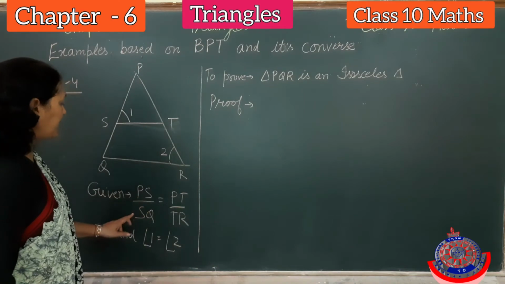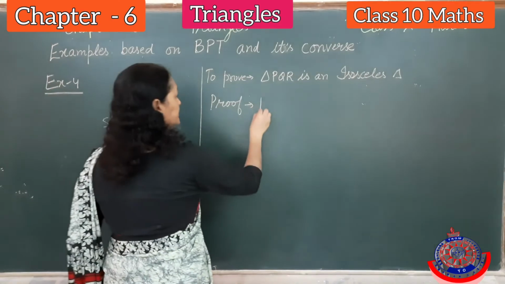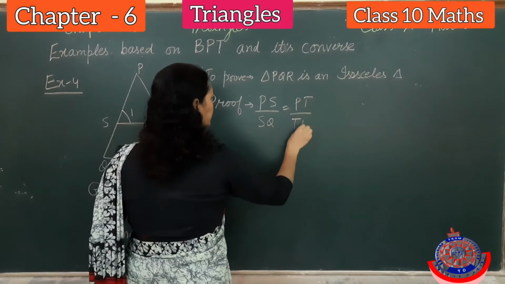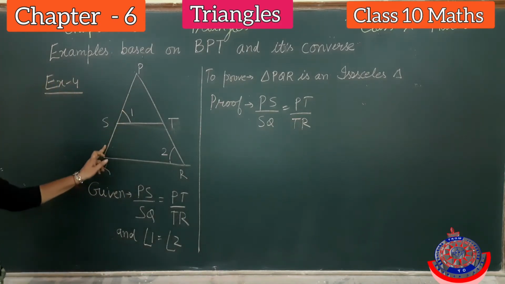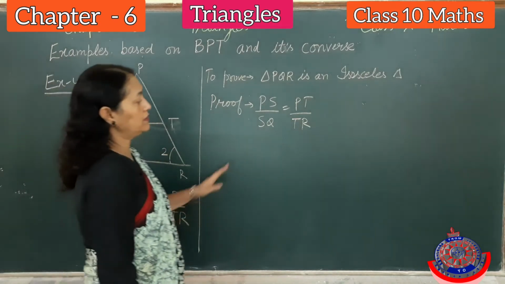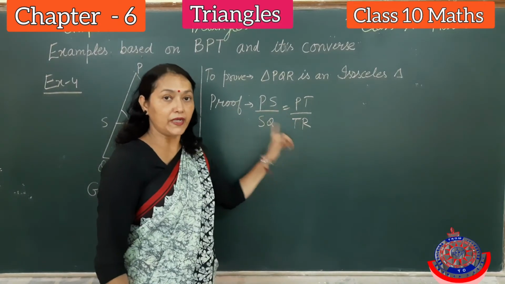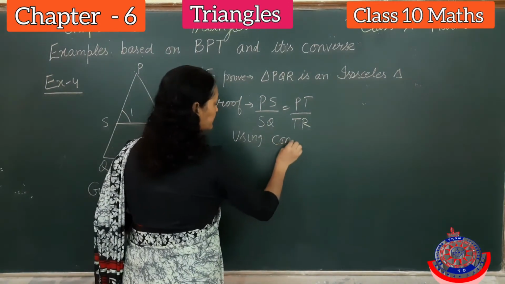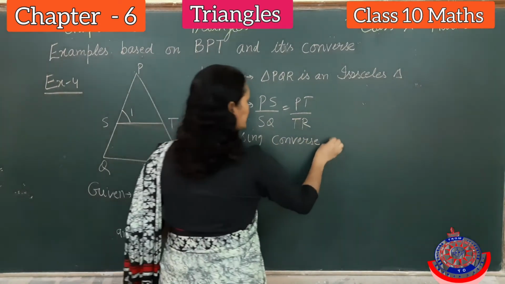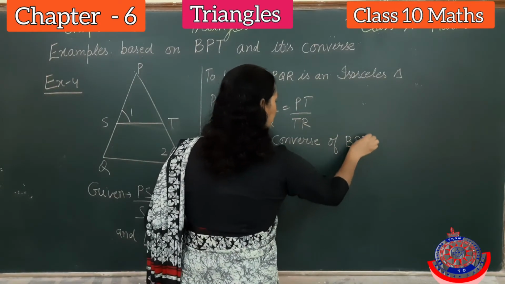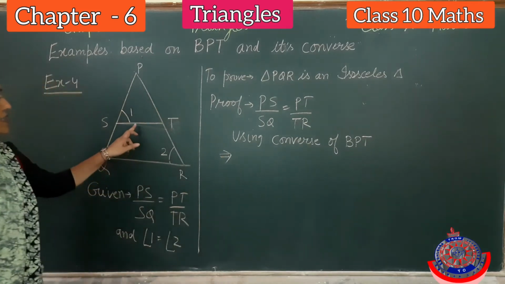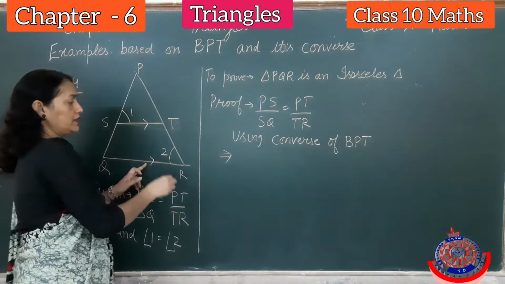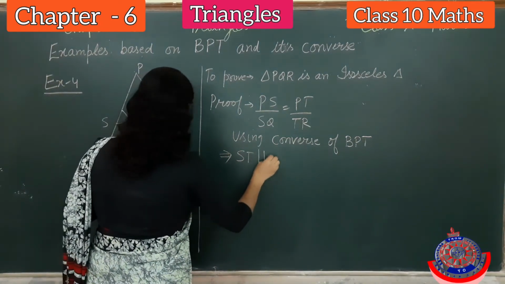What is given? PS upon SQ equals PT upon TR. That means we will be using converse of BPT. Using converse of BPT, what will we get? In converse, it was given if sides are proportionate, then this line will be parallel to one side of the triangle. Implies ST parallel QR.